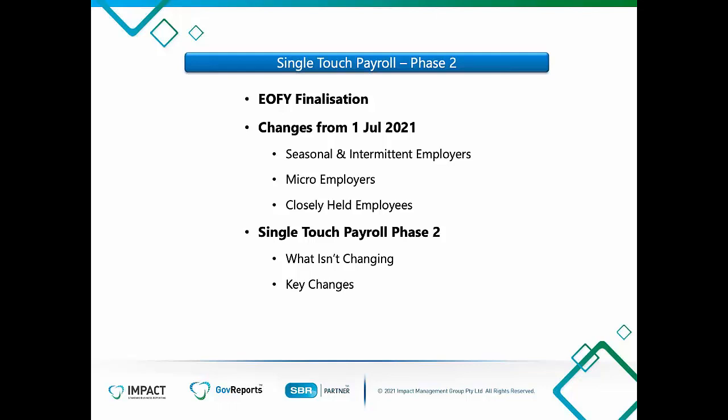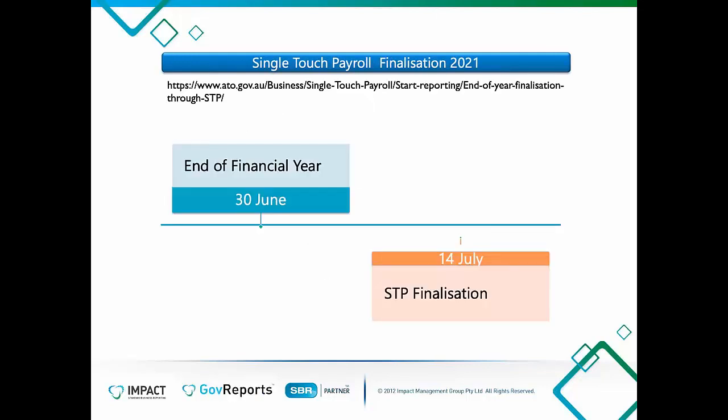So let's begin. Of course, the most important thing is when do we have to have this work done by? As with the changes that we have to start on the 1st of July, of course we have to have our STP finished for 2020 financial year by the 14th of July. So there are extensions for different circumstances, but pretty much everybody is being restricted to that 14th of July.